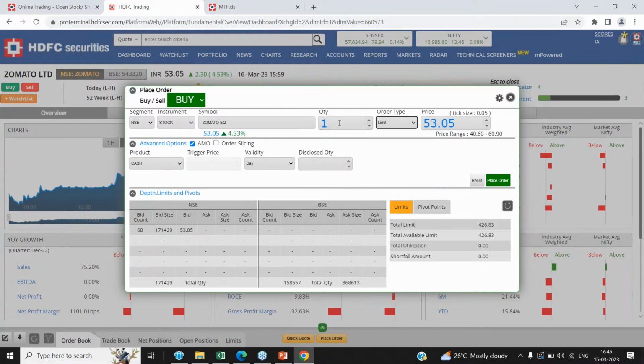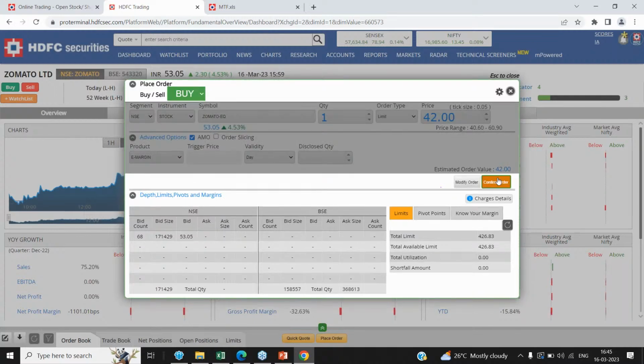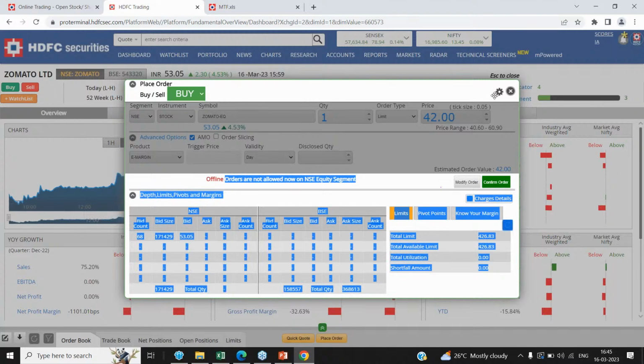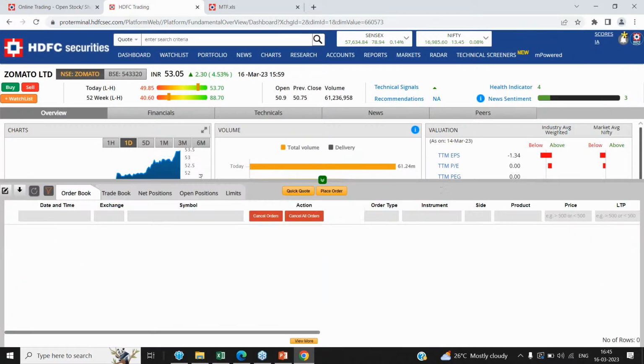I'll enter the quantity and the price. I want to enter at 42 rupees at a limit price. I'll select e-margin here and I'll simply place an order. Once the order is confirmed, I can check my order book. Here the order will be placed.